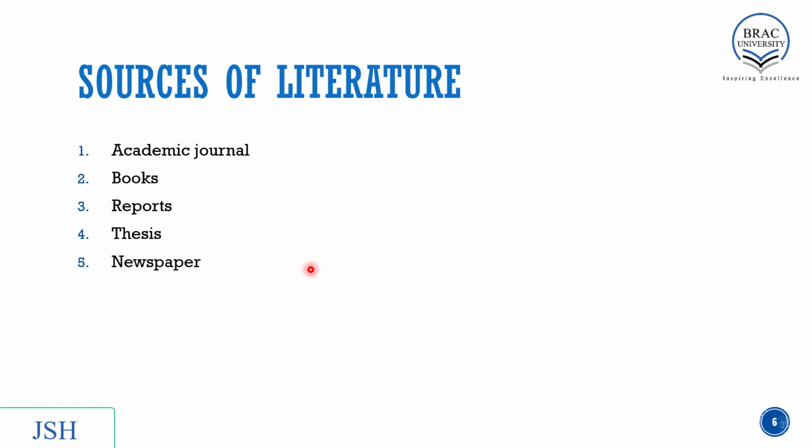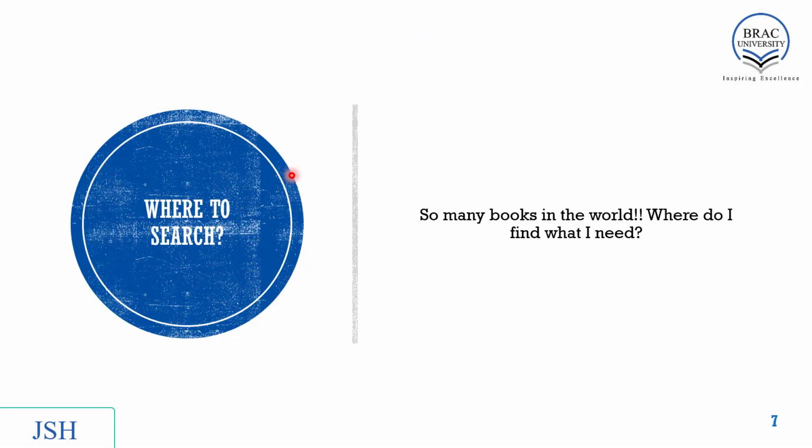Alright, by now we have seen the different sources of literature. Now the next question comes: where to search and how to search for literature. I mean, there are thousands of books in the world, thousands of reports in the world on digital media. Where do you find all of them?